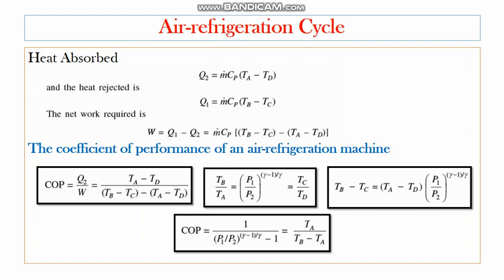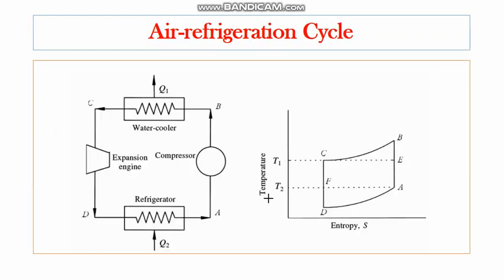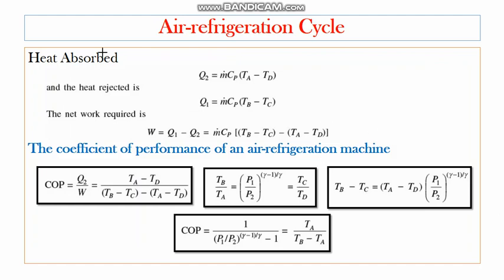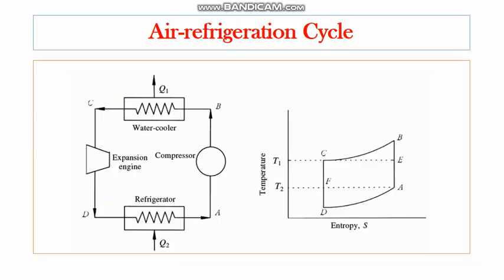First, you can see here the heat absorption is taking place. Here the heat rejection is taking place. So heat absorption is Q2, heat rejection is Q1. These two equations you can see here. Heat absorption Q2 will be equal to mCp (Ta minus Tb). Heat rejection is nothing but mCp (Tb minus Tc).